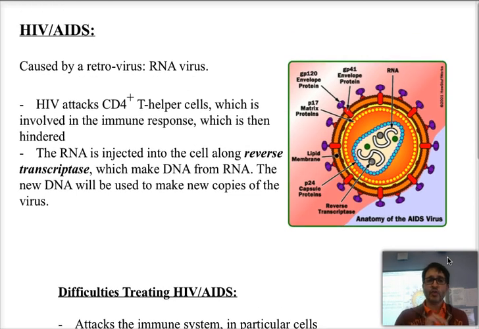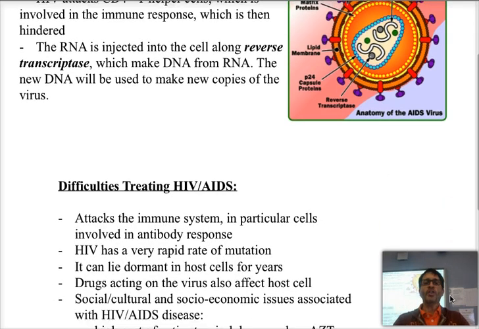AIDS is the acquired immunodeficiency syndrome. That is the effects that happen once the HIV virus has really attacked the immune system, and allows for opportunistic infections to really cause damage to the system.